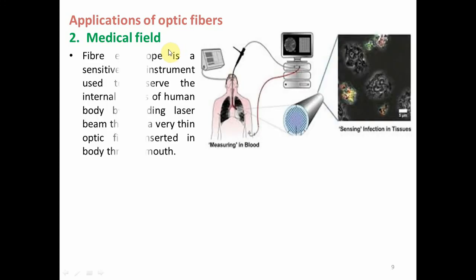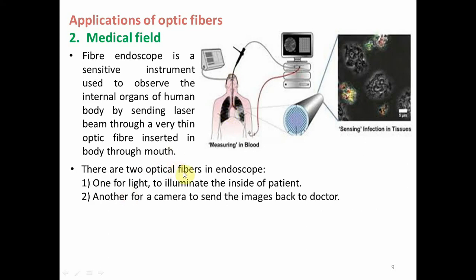Next field, medical field. This is an endoscope. Fiber endoscope is a sensitive instrument which is used to observe the internal organs of the human body. Here, laser light passes through an optical fiber which is inserted into the body through the mouth. There are two optical fibers in endoscope. One for light to illuminate the inside of the patient, other for a camera to send the image back to the doctor.